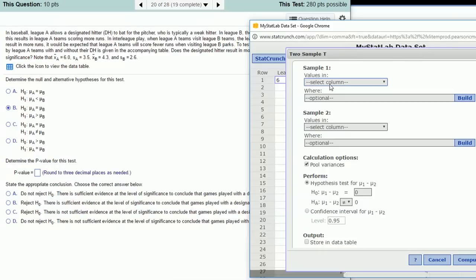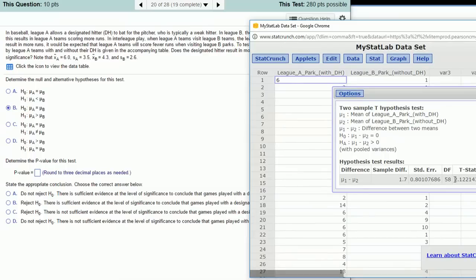So now let's get very clear about this. My null hypothesis is mu A equals mu B. That's going to be the same as mu A minus mu B equals 0. So sample 1 is going to be group A. Sample 2 is group B. And so the null hypothesis is mu 1, which is mu A, minus mu 2, mu B, equals 0. The alternative is that mu 1 minus mu 2 is greater than 0. That's the same as mu 1 greater than mu 2. And that's what I chose for my alternative hypothesis.